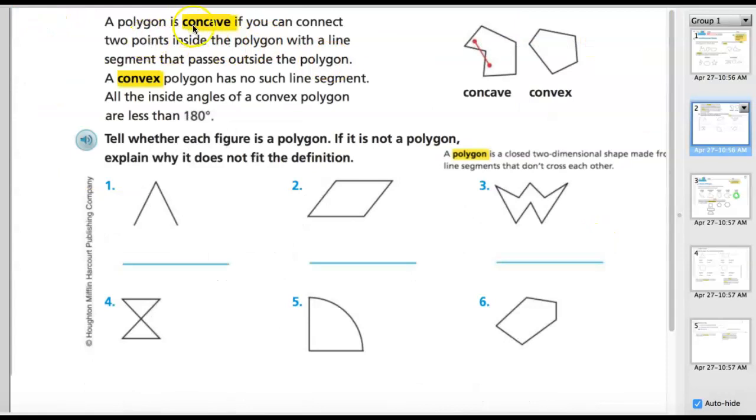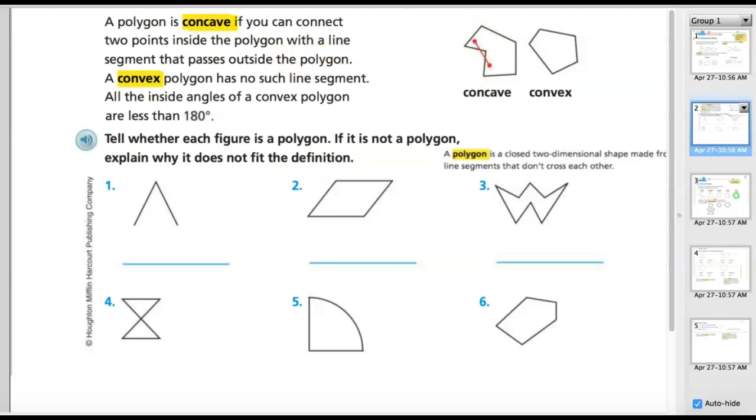So a polygon, which we already explained on the other page, is an object that has multiple angles, okay? So many angles, so not a circle, not anything that's got cross lines or whatever. It is concave. This sounds confusing, but you'll get it, trust me. If you can connect 2 points inside the polygon with a line segment that passes outside the polygon.